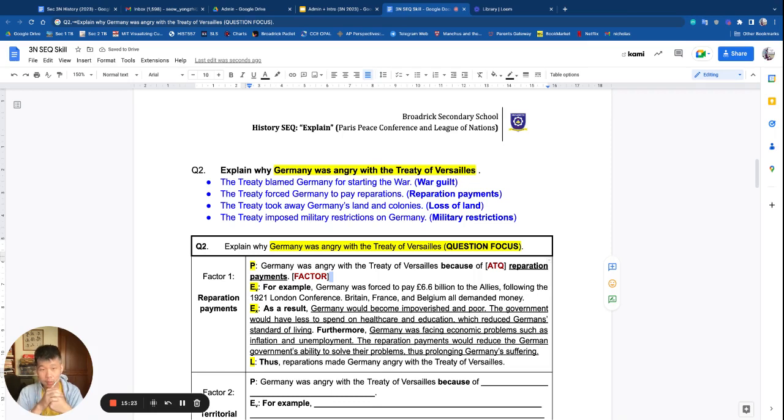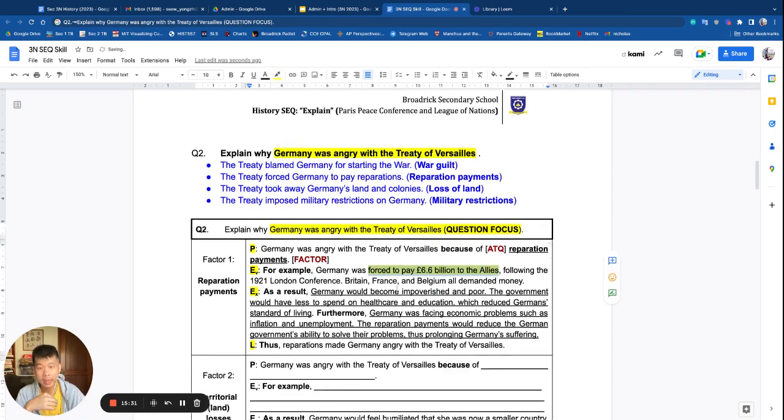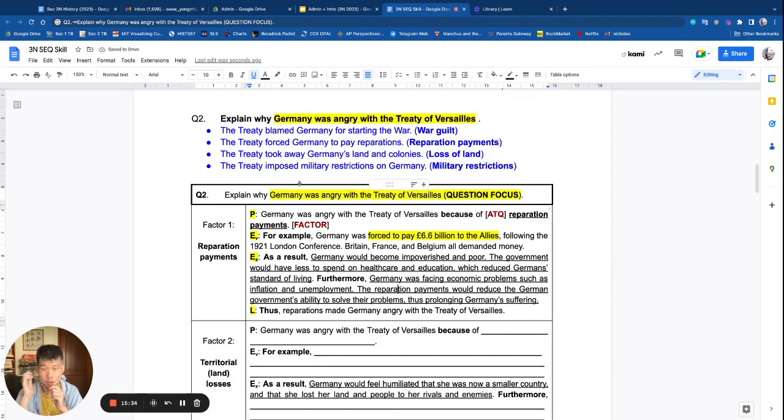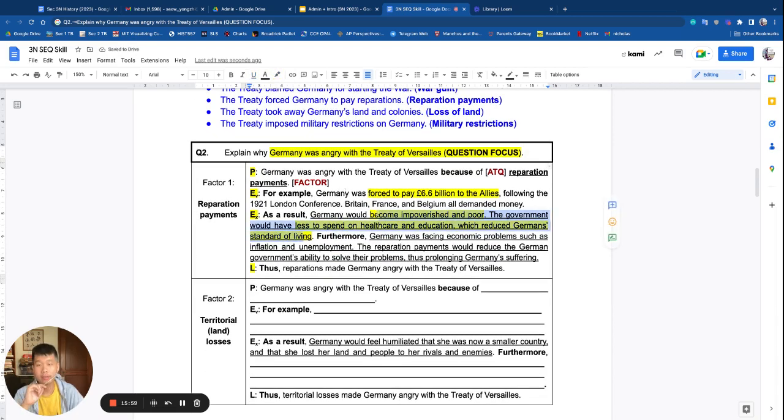And then I give some evidence. Well, how much is the reparation payments? So we learned this in the textbook. Forced to pay 6.6 billion pounds to the allies. And what is the problem with this? So what? So what if Germany is forced to pay 6.6 billion? Well, as a result, if you have to pay lots of money, you become impoverished and poor. You become really poor. You have no money to spend on good things for Germans. And so Germans' lives get worse. Germans' lives get worse. And therefore Germany is angry.